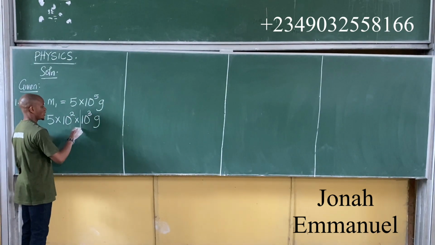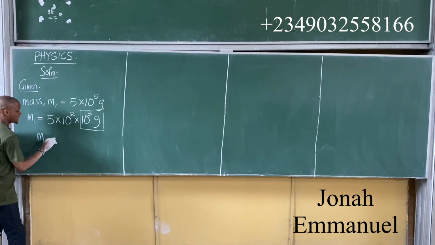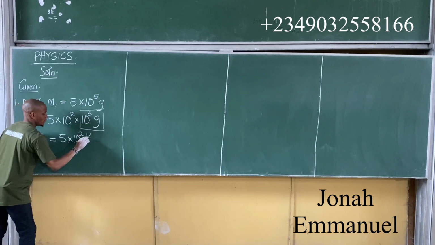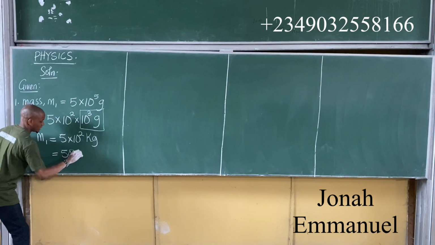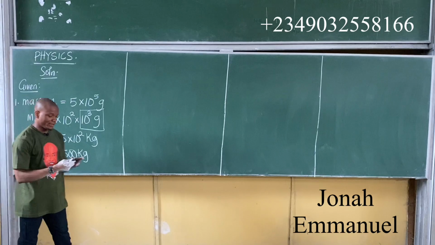Alright, so this one here is what gives you kilogram. That means M1 is now equal to 5 times 10 to the power 2, these 2, kilogram. That's equal to 500 kilogram. So M1 is 500 kilogram.